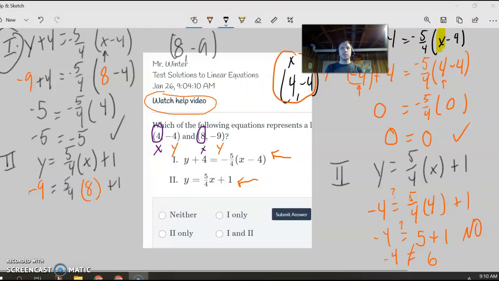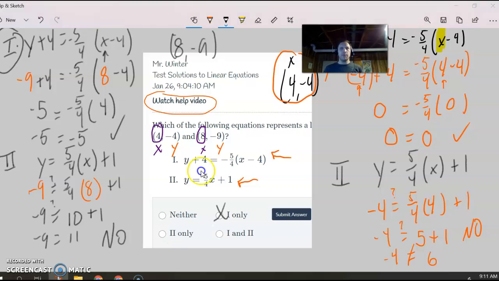All right, and so let's do the multiplication. 5 times 8 is 40. 40 divided by 4 is 10. So we get 10 plus 1. Does that equal negative 9? Well, negative 9 does not equal 11, so the answer is no. And so our solution is it works in 1 only.